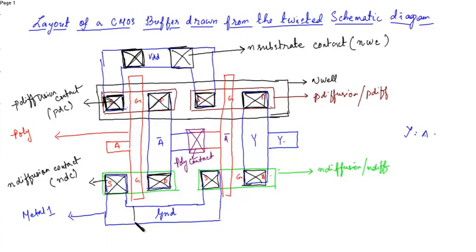Similarly in the ground layer, on the N diffusion side, you have to place a P substrate contact, and you can place as many as you want.